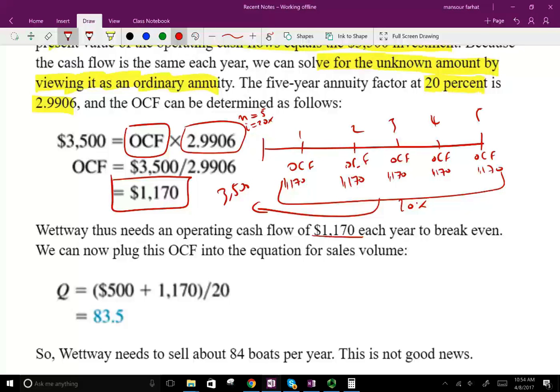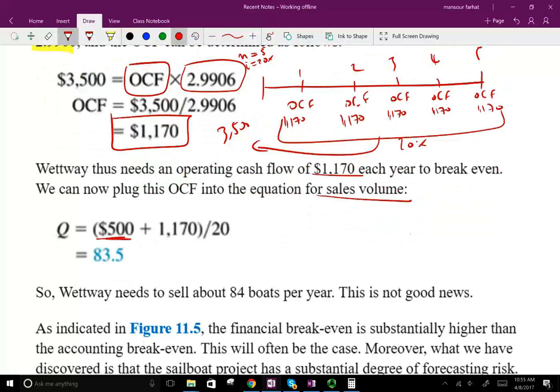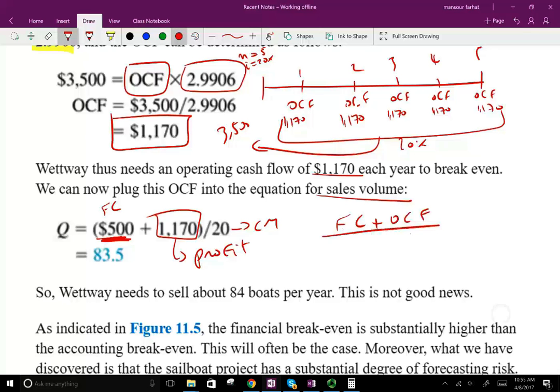Now we need to plug this operating cash flow into the equation for sales. Remember, we're not looking for the operating cash flow. We want to know from the operating cash flow how many units we need to sell. Well, it's going to be 500,000, which is the fixed cost, plus the operating cash flow. So we need to recover both, divided by the contribution margin. Think of this as a profit. So simply put, to calculate the financial break-even, we'll take fixed cost, plus the profit, but here the profit has to be the operating cash flow, divided by the contribution margin. So this is the formula for the financial break-even.